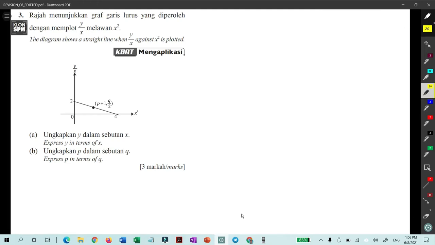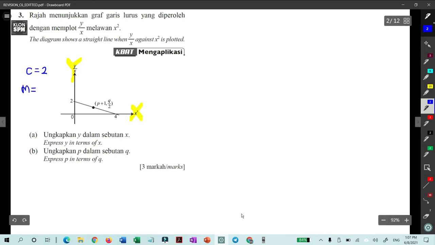The diagram shows a straight line when y over x against x squared is plotted. Part A, express y in terms of x, and part B, express p in terms of q. Similar to what we did earlier, I'm going to label the vertical axis with capital Y, and for the horizontal axis I label with capital X. The next thing, I'm going to find the gradient and the y-intercept. So the y-intercept is equal to 2. In this case, we just need to read the y-intercept.